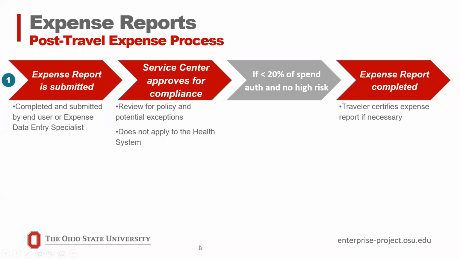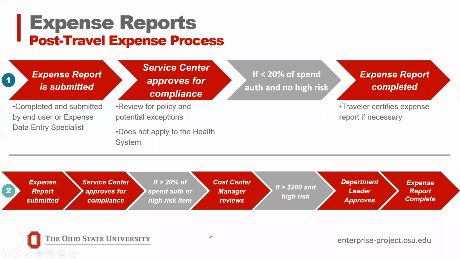Okay, so high risk is determined by the spend categories. It's going to be driven by those expense items that Robin was showing. But on the travel side, business meals and entertainment, or alcohol, are the big things that would be flagged. And the system automatically does that. It looks for those spend categories.